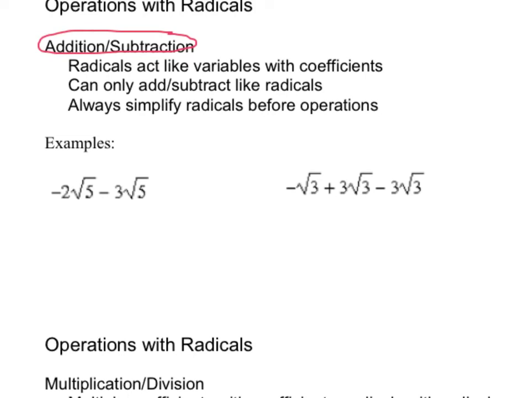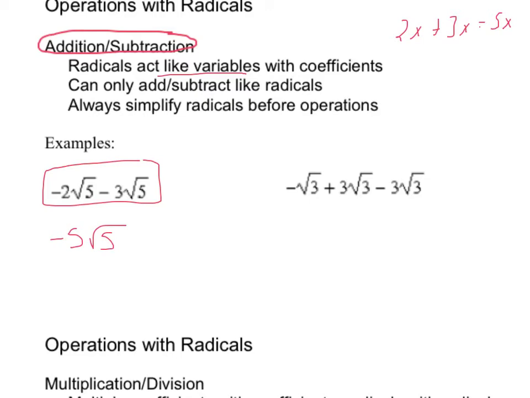Radicals are like variables with coefficients. So for example, if I gave you 2x plus 3x, you know that you have 5x. The same would go for this example here. You have the same radicals, so it's like having negative 2x minus 3x. If they are like radicals, then you can combine them as if they were like terms. So this would be a negative 5 root 5. So that's an example of treating them like terms.